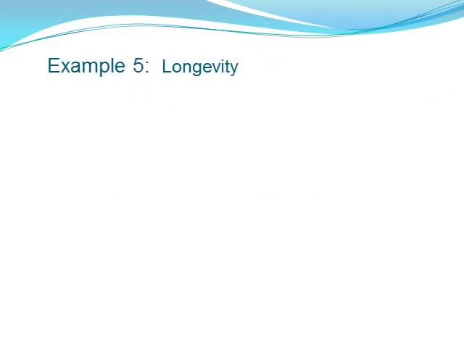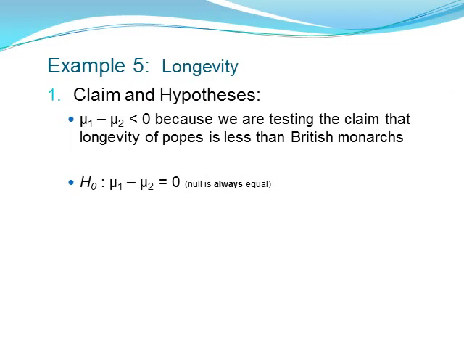Next, let's set up the claims and the hypotheses. Since this situation involves testing a claim that the longevity of popes is less than British monarchs, we want to use the less than symbol in our claim. So we have the population mean 1 minus population mean 2 is less than 0. The null hypothesis is always equal. So here we have the difference between the population means is equal to 0.